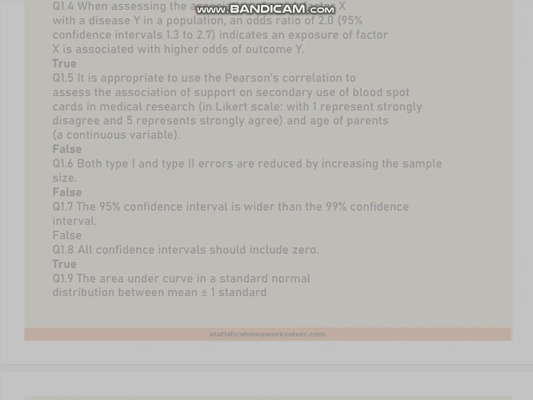Q1.4 When assessing the association of a risk factor X with a disease Y in a population, an odds ratio of 2.0, 95% confidence interval 1.3 to 2.7, indicates an exposure of factor X is associated with higher odds of outcome Y. True. Q1.5 It is appropriate to use the Pearson's correlation to assess the association of support on secondary use of blood spot cards in medical research, in Likert scale, with 1 represents strongly disagree and 5 represents strongly agree, and age of parents, a continuous variable.